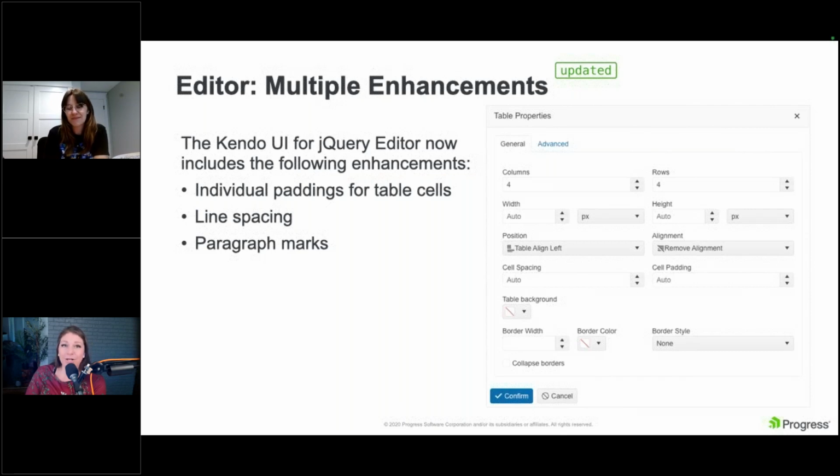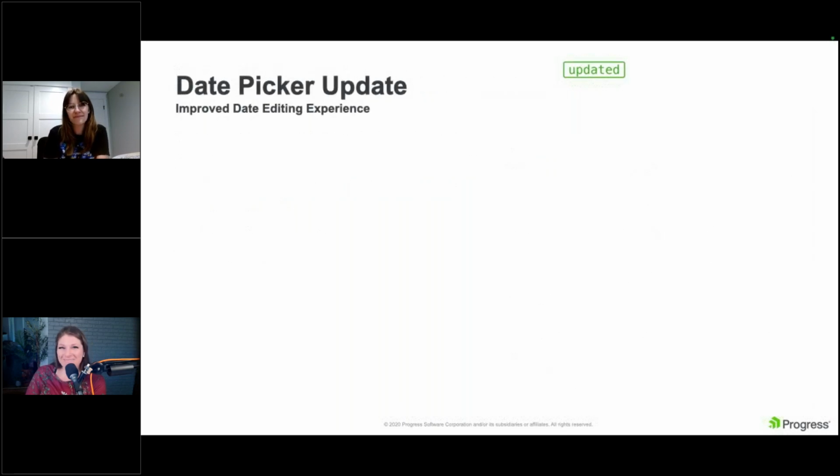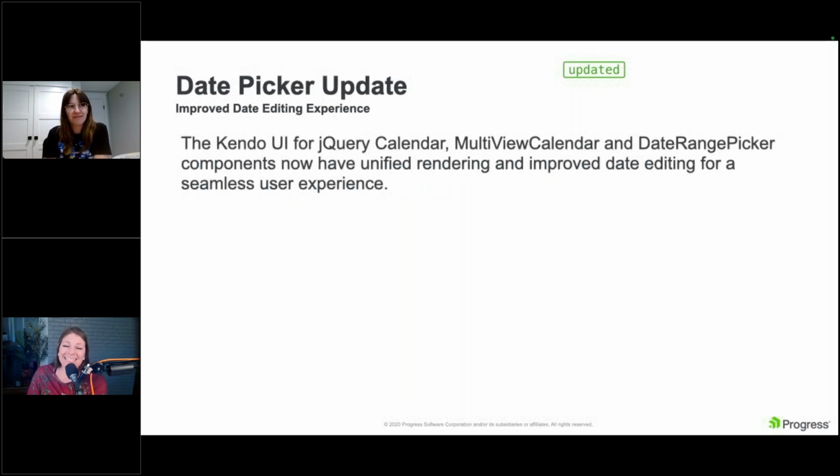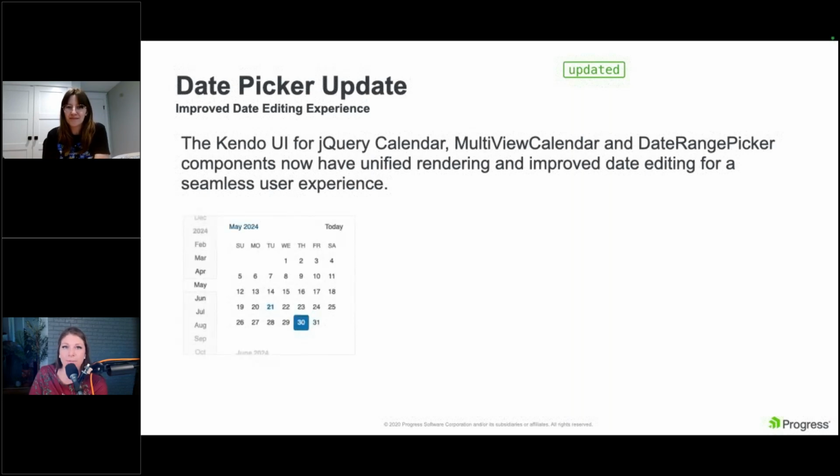If you're using the editor, you can now use those today. Our date picker now has improved date editing. And so what do I mean by that? Let's get the screenshot up and we'll talk about it. So the jQuery calendar, multi-view calendar, and date range picker components now have unified rendering, improved date editing for a seamless user experience. So check out those three components if you're using them. Their date editing has been enhanced this release.